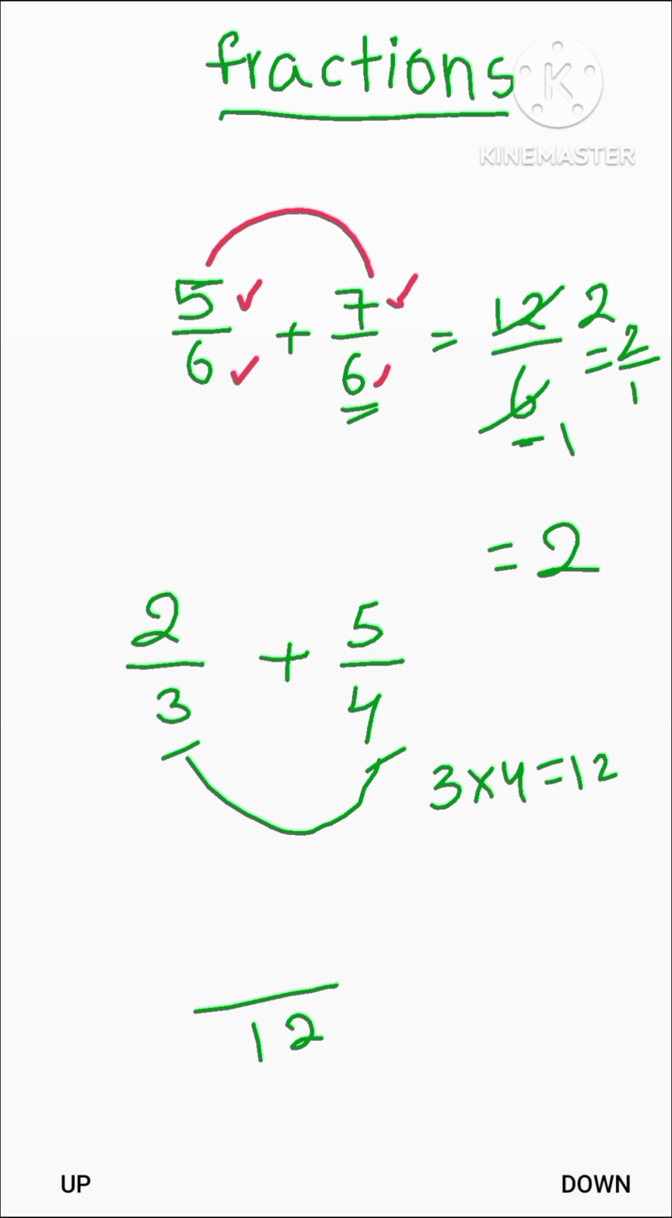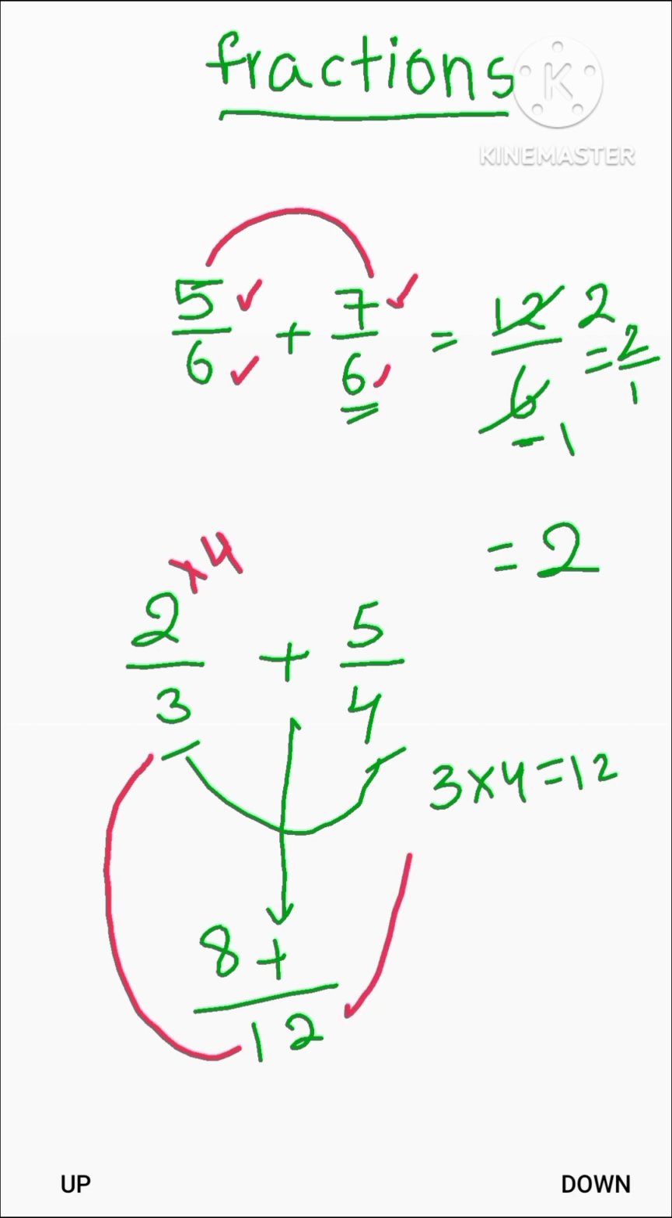Okay. Then divide 12 with 3. Okay. So 12 by 3 means 4. And multiply the result with 2. Okay. 4 into 2 means 8. Okay. So here the sign is plus. Next, divide 12 with 4. Okay. 12 by 4 means 3. So multiply the result with 5. Okay. So 5 into 3 means 15. 15 plus 8, 23 by 12. So the answer is 23 by 12.